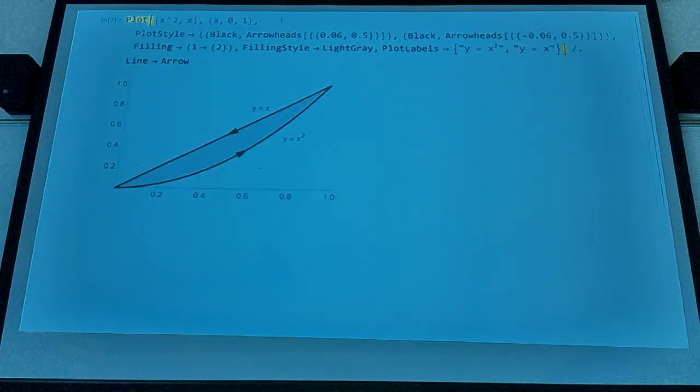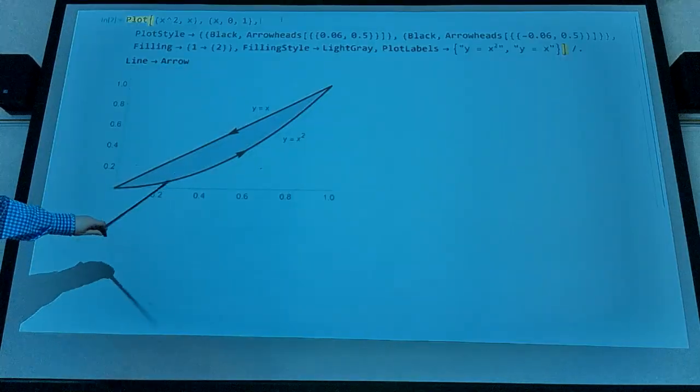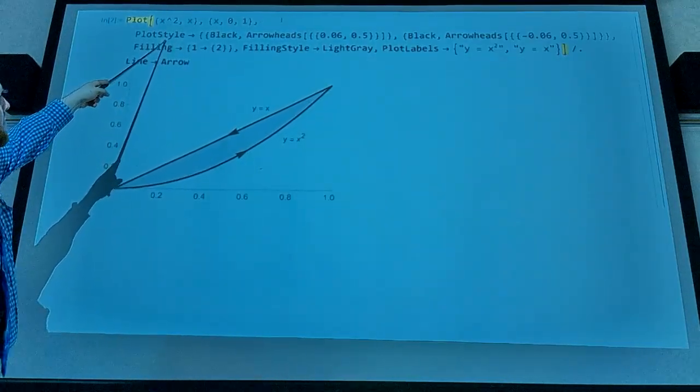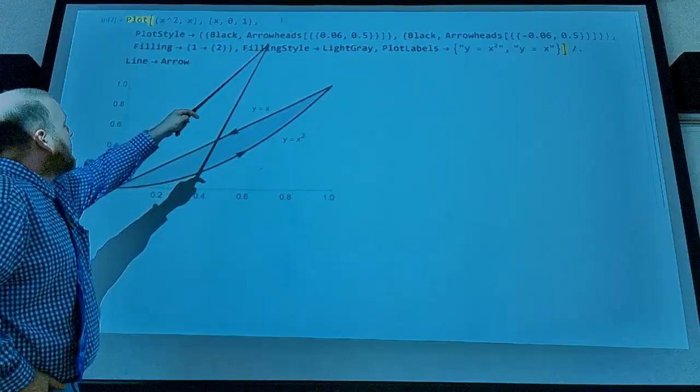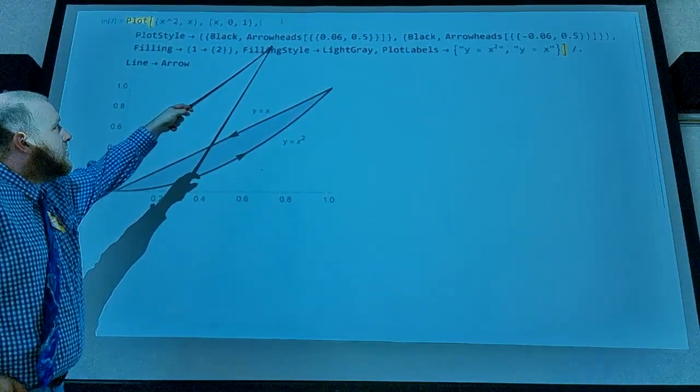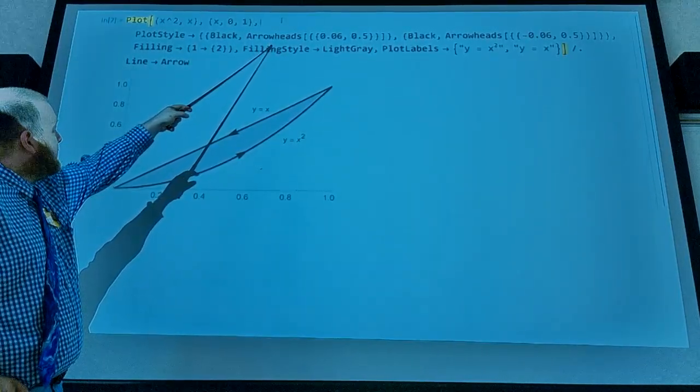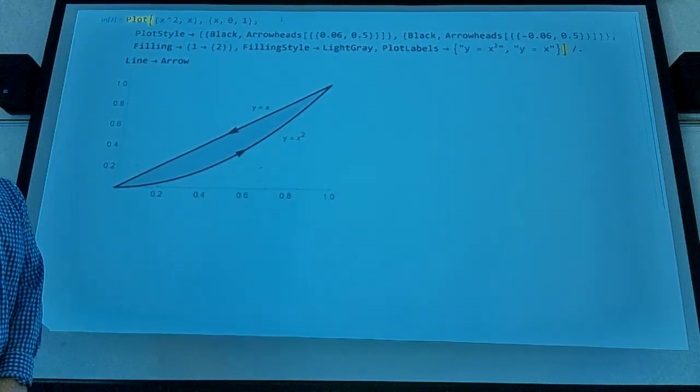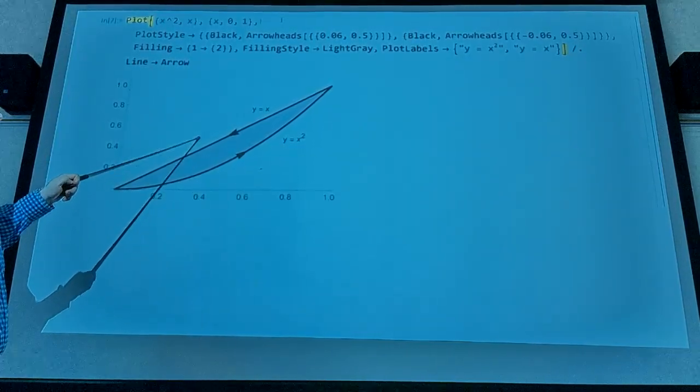So when dealing with Green's theorem, if you want to plot the region and the curve, you have to remember that orientation now matters. That's also true for line integrals. Orientation matters. So if you want to plot arrows, you have to go under plot style and arrowheads. I have to do one for each curve, right? Because I have two curves here.